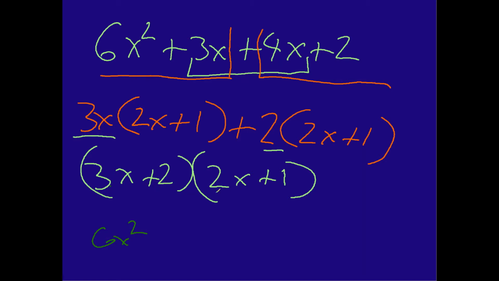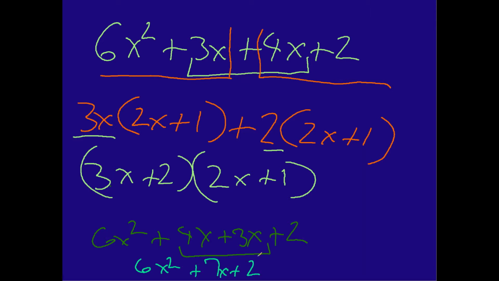Let's see here, 2 times 2x is plus 4x, and then 3x times 1 is plus another 3x, and then 2 times 1 will give me 2. And of course, if I combine like terms right here, I will get 6x squared plus 7x plus 2.